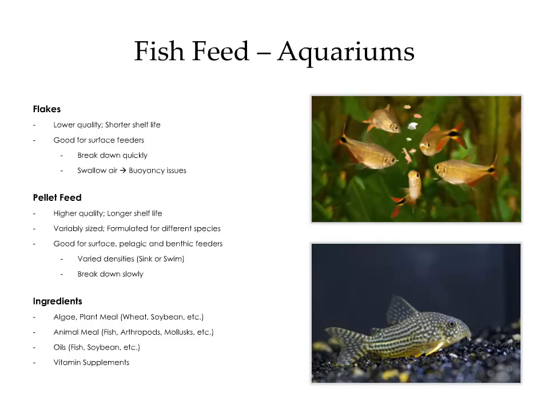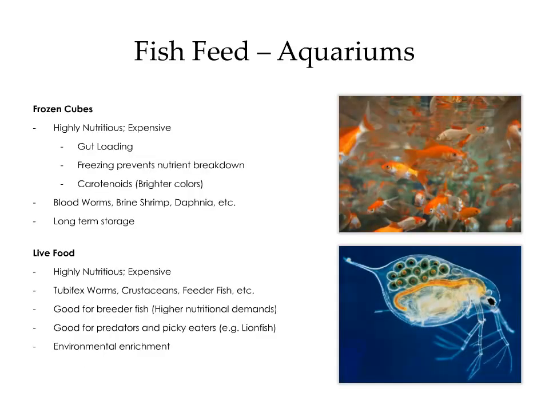Ingredients for flakes and pelleted feed include algae and plant meal derived from wheat and soybean, animal meal from fish, arthropods, and mollusks, various oils from fish and soybean, and vitamin supplements. Other types of feed for aquarium fish include frozen cubes and live food.